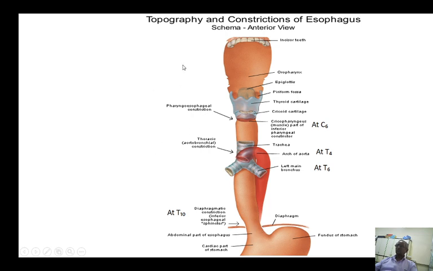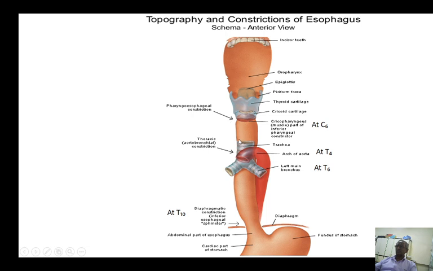So these are the constrictions of the esophagus. For a short notes question, you have to just remember these 4 points. First one is at the beginning, because of the cricopharyngeal muscle. The second one is at the crossing of the arch of aorta at the level of the 4th thoracic vertebra. The third one is at the crossing of the left main bronchus at the level of the 6th thoracic vertebra, and the last one is at the esophageal opening of the diaphragm at the level of the 10th thoracic vertebra.